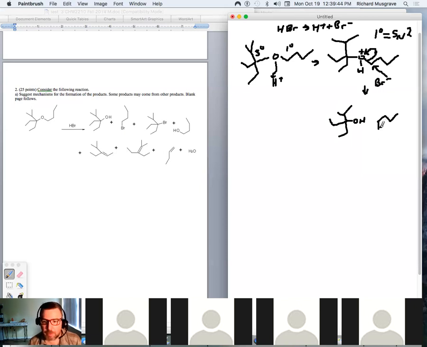Now you'll notice when drawing a mechanism, you don't put a plus in between them. Sometimes those pluses get confused as charges, so I don't do that. I just show the products at each step here. Does anybody have any questions? That's the primary attack.